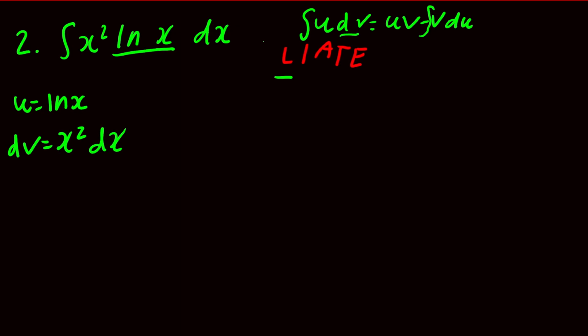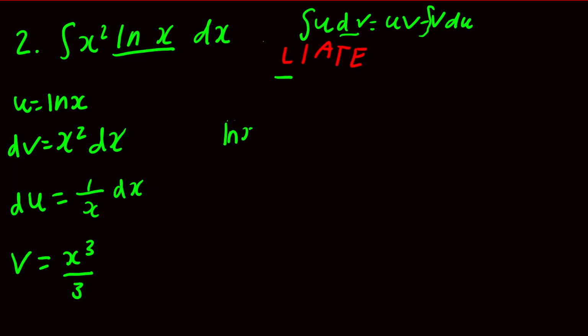Now let's find our du and v. The derivative of ln x is 1 over x dx. And the integral of dv, which gives us v, is x cubed over 3. Now we have all of our parts, and it's just a matter of substitution. So uv is ln x times x cubed over 3, minus the integral of v, x cubed over 3, times du, which is 1 over x dx.